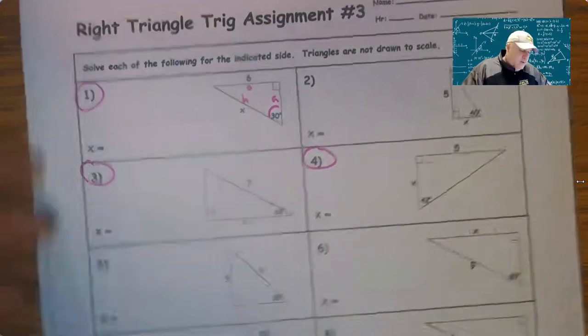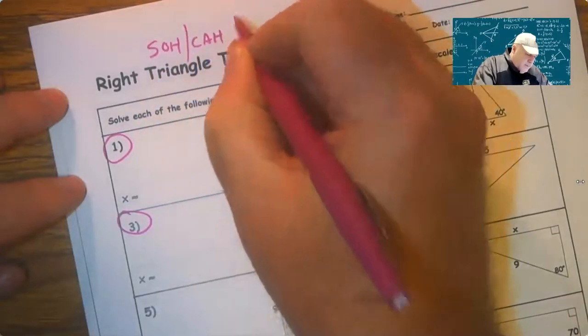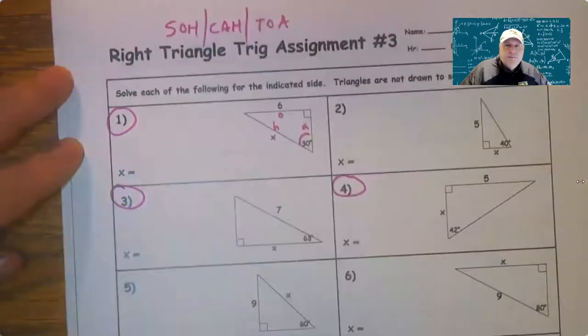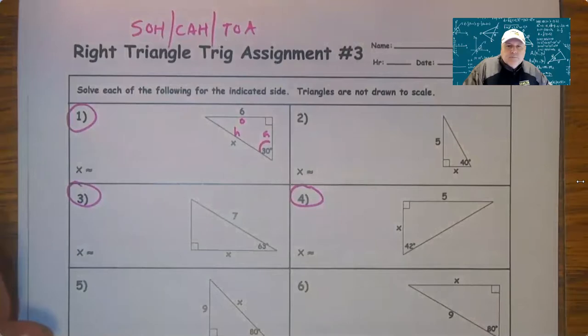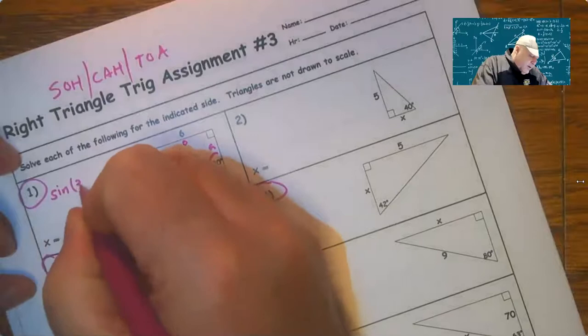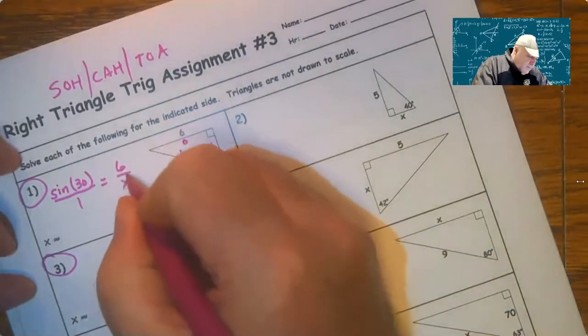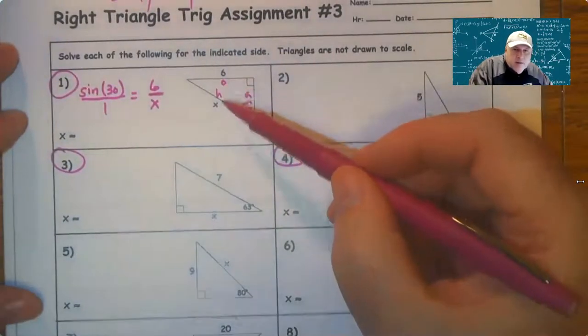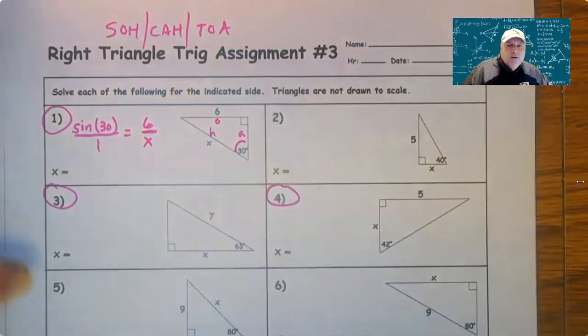Well, how do we know what ratio? Well, look at what you have given. It always helps to write this down too. You have given the opposite and the hypotenuse, with the 6 and the x, I mean. Sometimes you have to put the x in. Here you won't. So that's the sine ratio. So you're going to start out like this. Sine of 30 over 1 equals 6 over x. Opposite divided by hypotenuse. You flow left to right, but that's the numerator, that's the denominator.